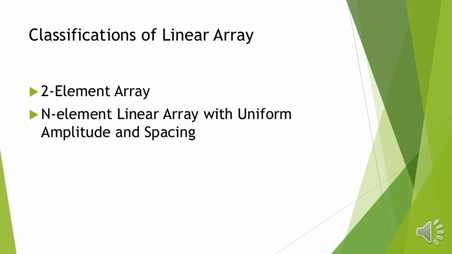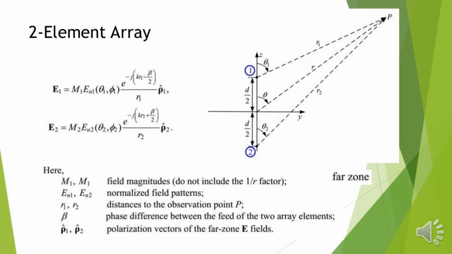Next is the classification of linear array. Here we have two types of linear array. One is the 2 element array and the other is the n element linear array with uniform amplitude and spacing. The 2 element array means we will have two elements that are connected, and the n element array means we will have n number of elements with uniform amplitude as well as spacing. As I told in the previous slide. Now coming to the 2 element array, here we have 2 elements, indicated as 1 and 2 in the PPT.